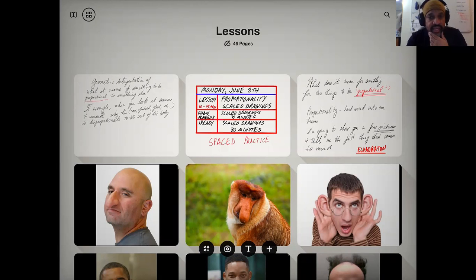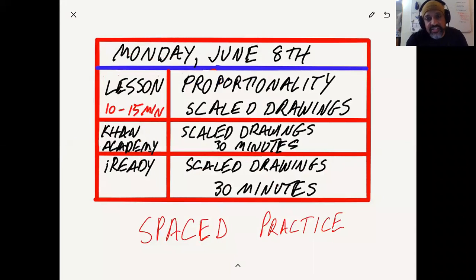Today is June 8th, and this week we are working on the mathematical concept of scale drawings and proportionality. So let me jump into it. I have a lesson that I wanted to do. Here's what we're doing today, June 8th. The lesson is about proportionality and specifically scale drawings. And then after that, we're going to do Khan Academy. And on Wednesday, we have an iReady lesson, and they're both on scale drawings.